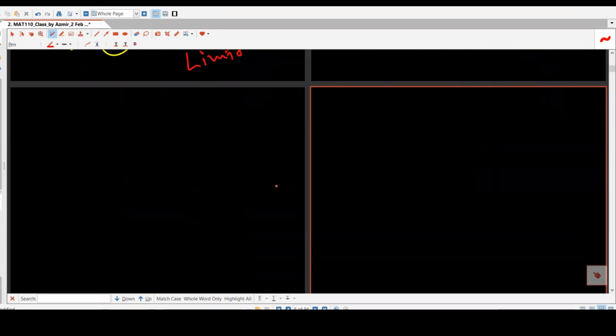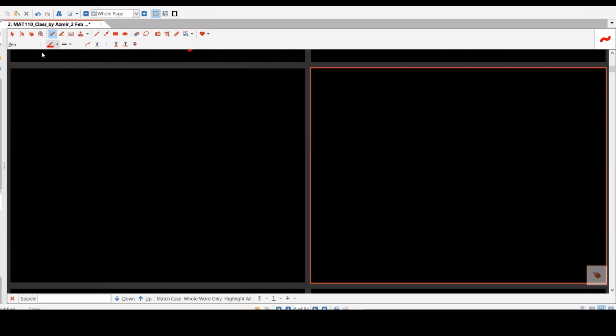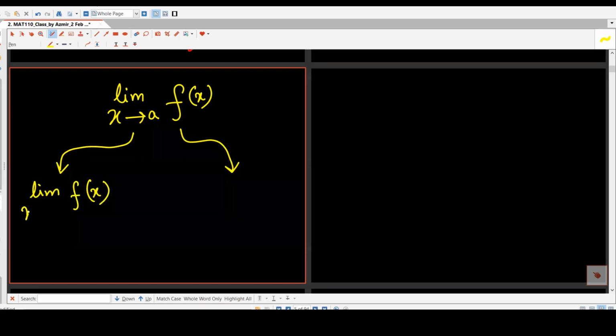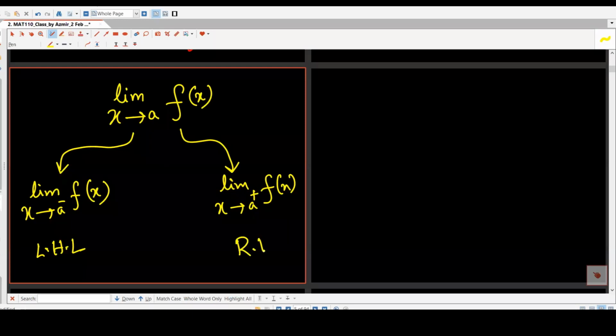Now let me break down the limiting notation. So we have limit of f of x when x is approaching a. This can be broken into two parts: left-sided limit and another one is right-sided limit. Any limit can be classified into two parts. We can say left-hand limit, this is the short form, and right-hand limit.